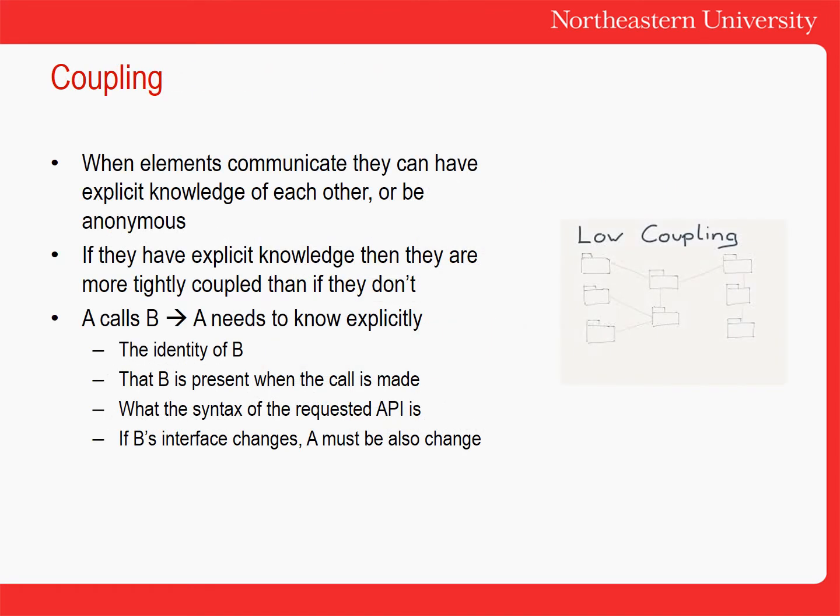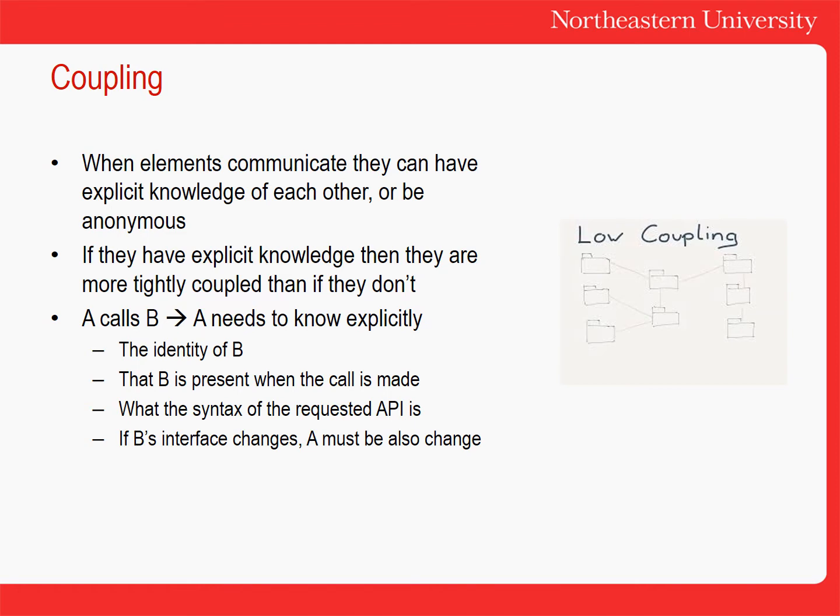So coupling describes how elements communicate and what knowledge they have of each other. If they have explicit knowledge of each other, then they tend to be more tightly coupled than if they do not have explicit knowledge of each other. The example here, A calls B, implies that A needs to explicitly know the identity of B, that B is present when the call is made. If B is down, then the call will typically fail because B needs to be there for an explicit communication.